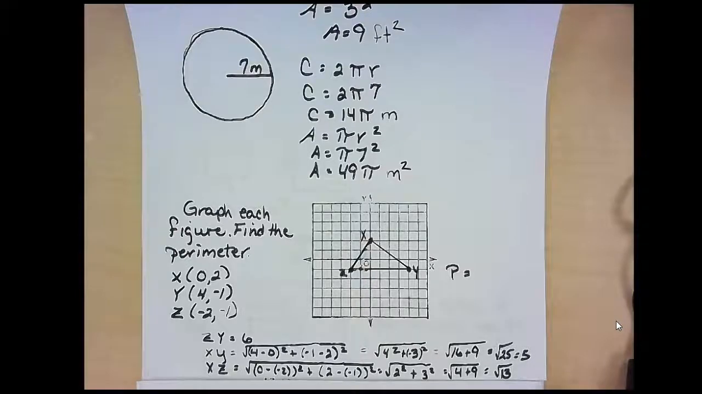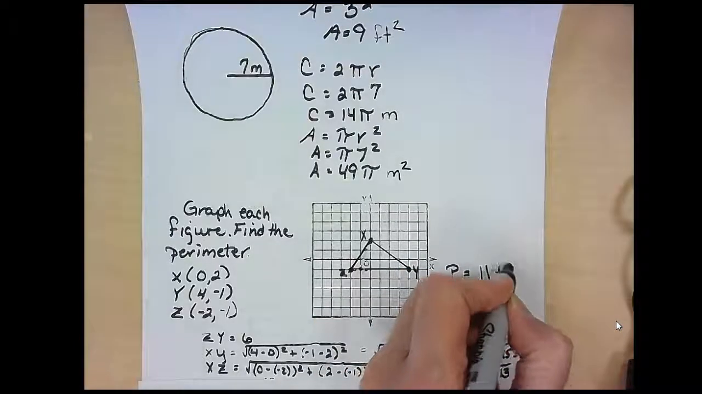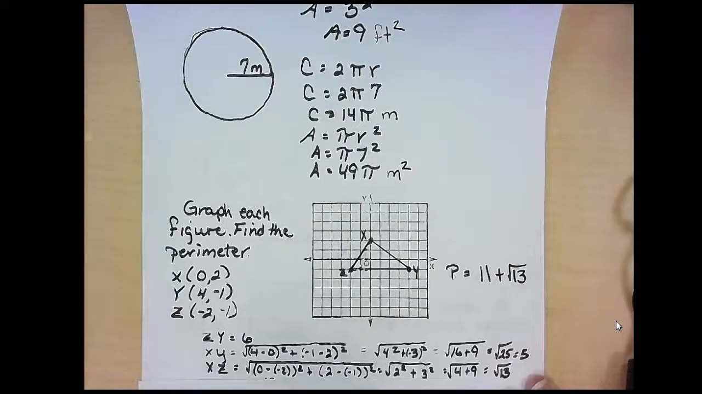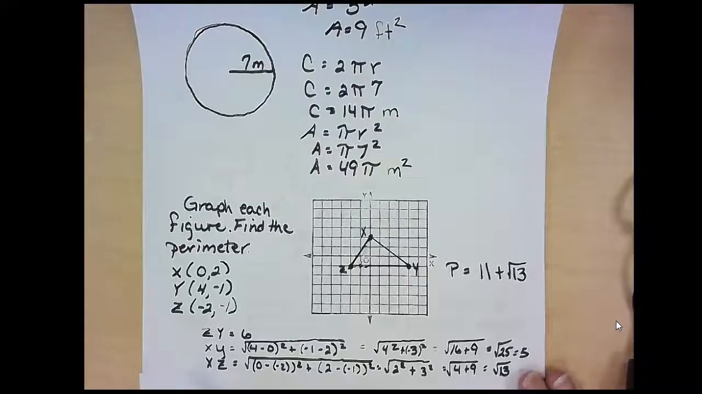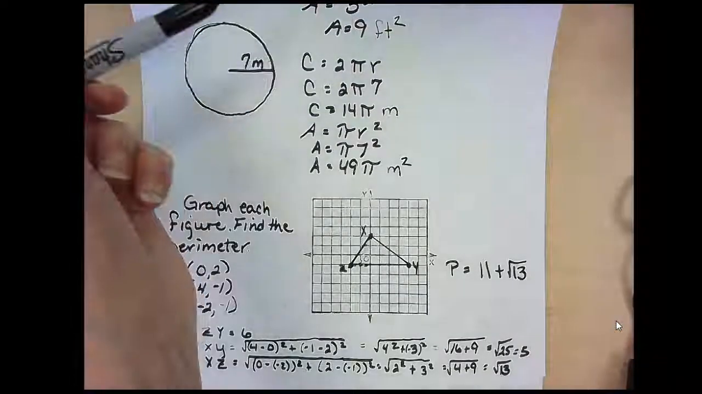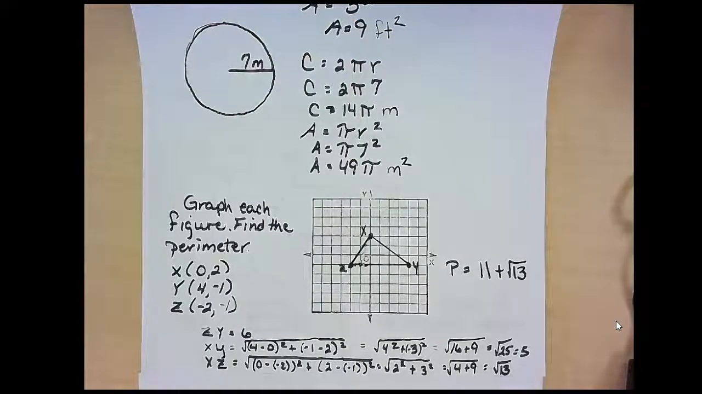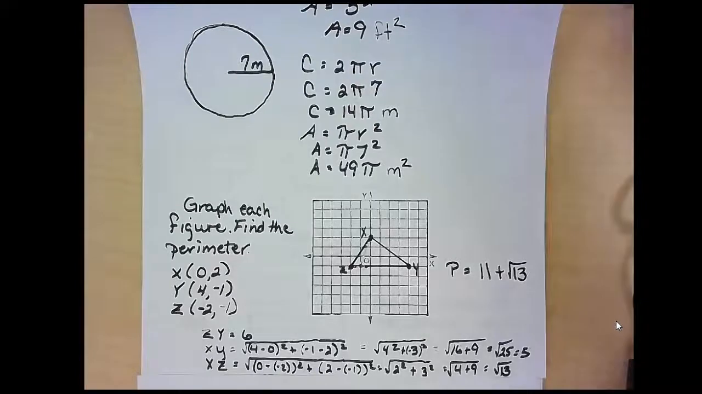So my perimeter is the 6 plus the 5, which is 11, plus the square root of 13. That is my exact measurement. If we put in the decimals, then we would have an approximate measurement, and they want exact. So that's why we left our circle in terms of pi, and that's why we don't put square root of 13 in the calculator, because again, they want exact measurements.